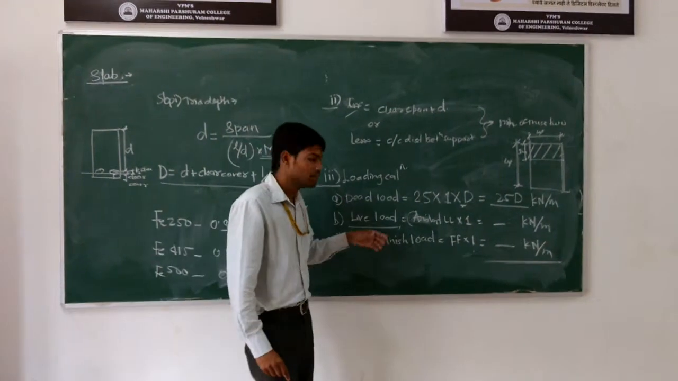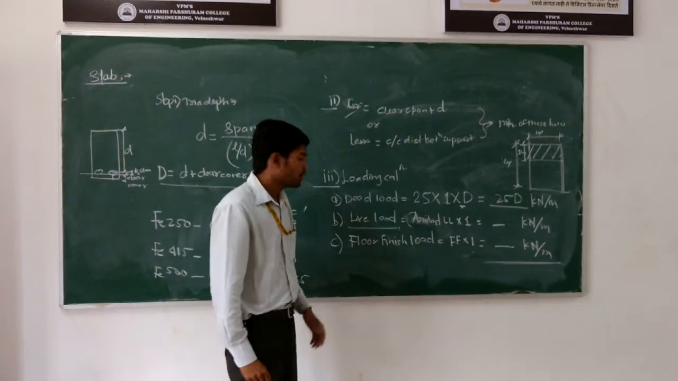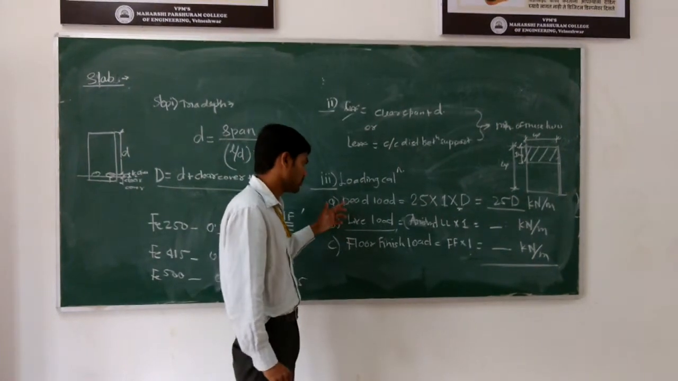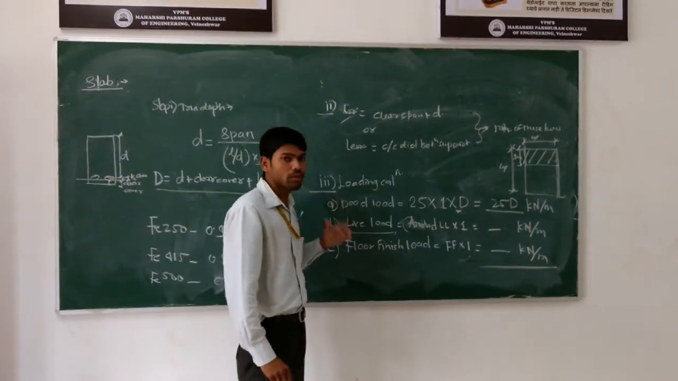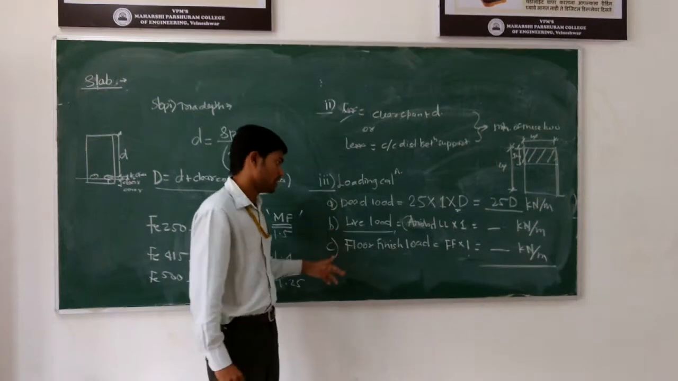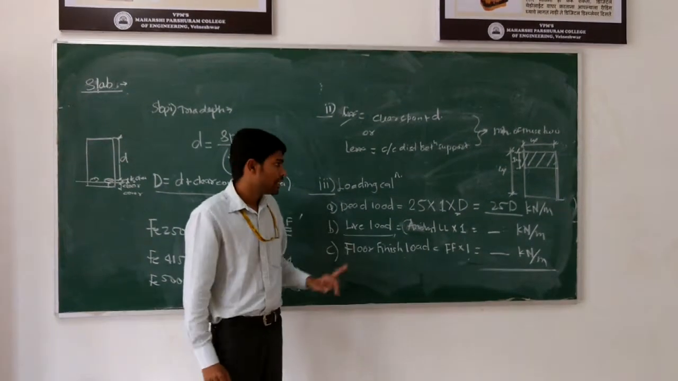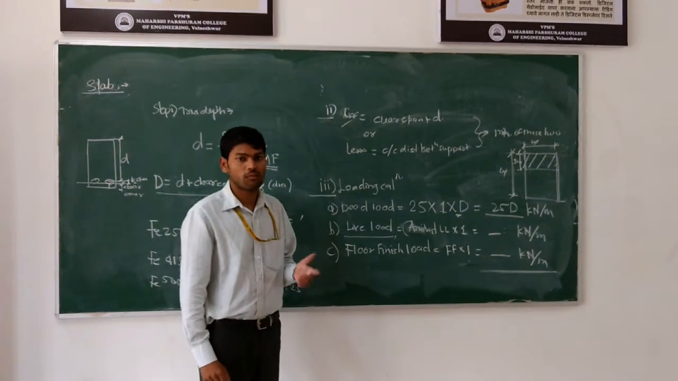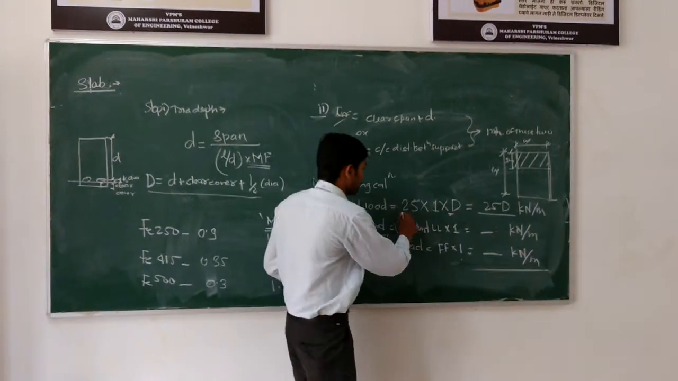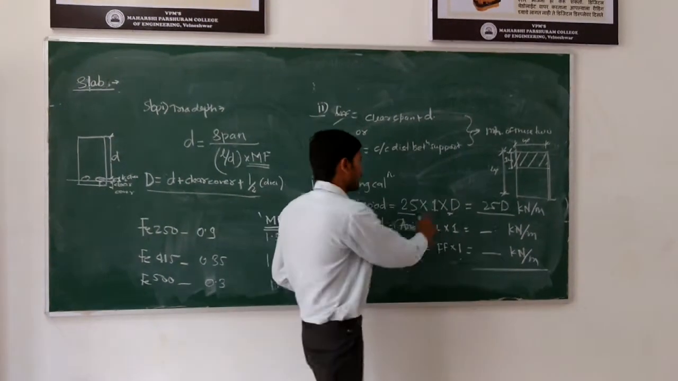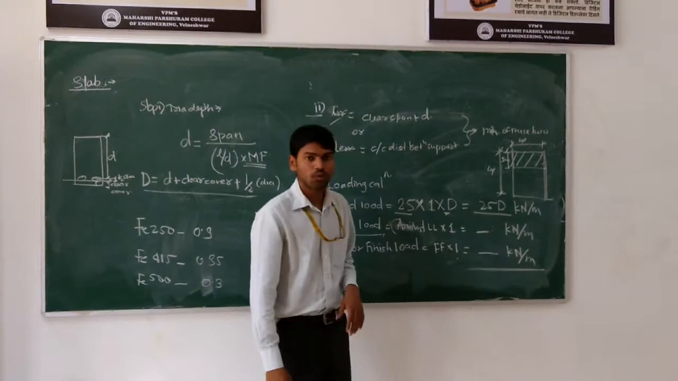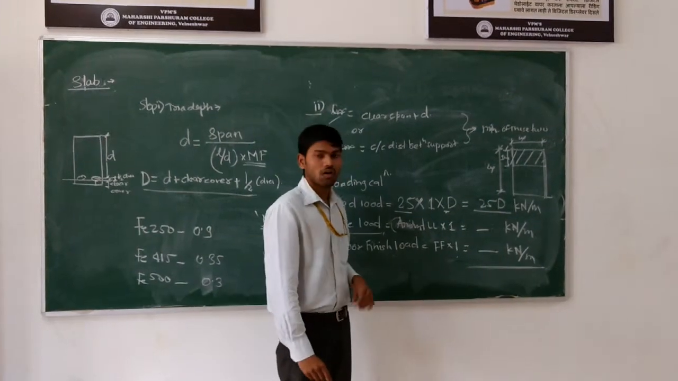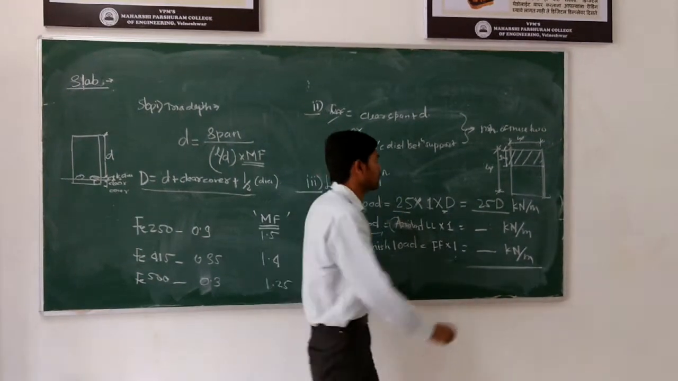Step number 3, loading calculation. In that, we have to calculate the load coming on the slab, that is dead load, live load, and floor finish. In dead load, we have to calculate the self load of slab, that is unit weight of slab multiplied by its volume. So we are going to calculate the unit weight or weight per unit length of slab.